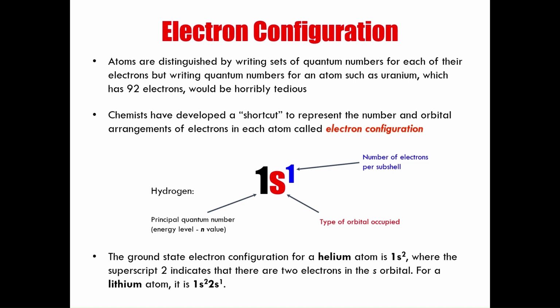In the case of helium, the ground state electron configuration would be 1s2. And so 2 would be the superscript indicating the 2 electrons that are filling the s orbital. For a lithium atom, the electron configuration would be 1s2, 2s1.